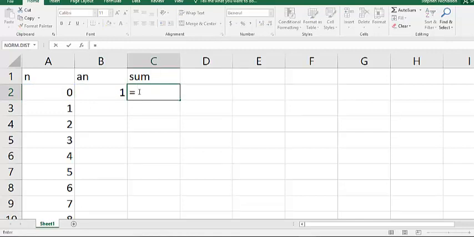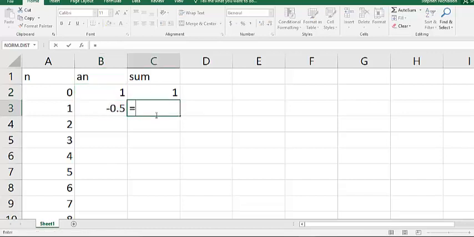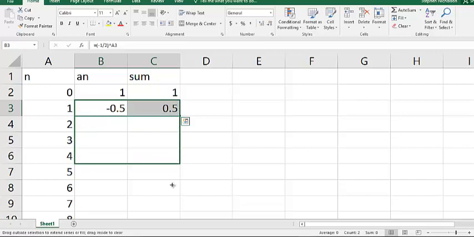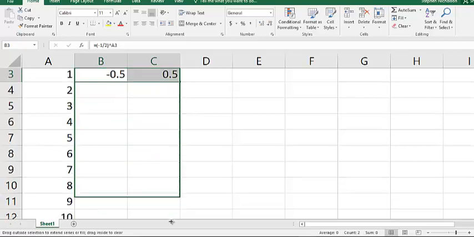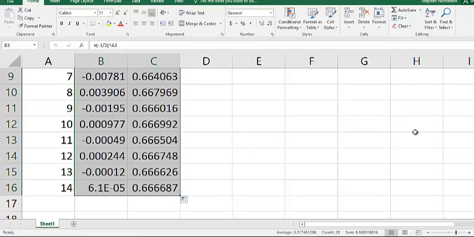So the sum initially is the initial value. I can copy this thing to the next line. So that's the second term. This is going to be equal to the previous term plus the new term. And then I can just copy these. And you can see it's going to alternate because of the negative 1 raised. When it's an even power, it'll be positive. When it's an odd power, it'll be negative.